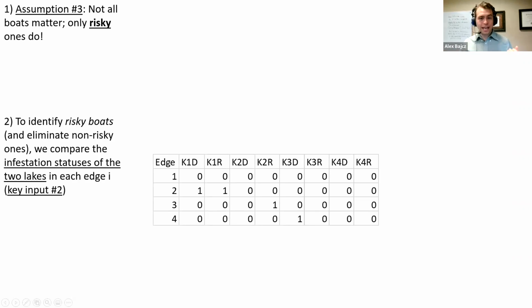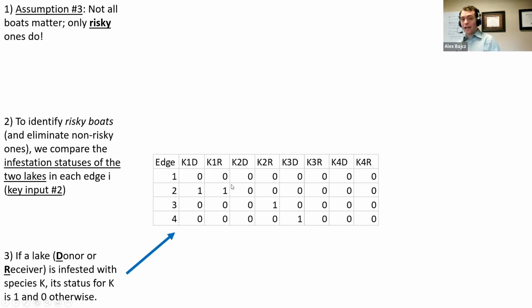So in our particular case, this input looked like a really long and sort of scary looking table. It had a row for every single edge that existed, so every pair of two lakes that we could imagine being connected, and then it had 8 columns. And these columns held the infestation statuses of the donating lake in that edge for each of our 4 species K, which are represented here as K1, K2, K3, and K4, and the infestation statuses of every receiving lake R for those 4 same invasive species. So if a given lake is infested with a given species, that corresponding cell is going to hold a 1 and it's going to hold a 0 otherwise.